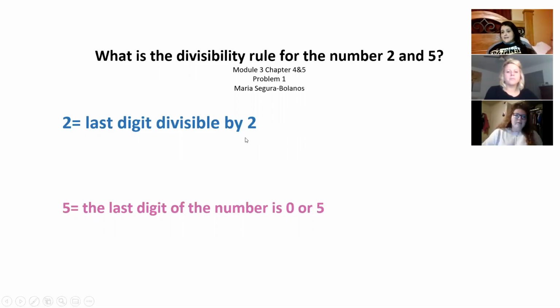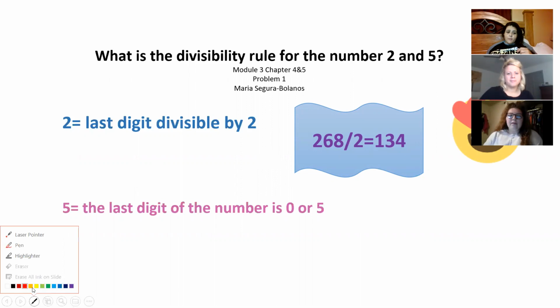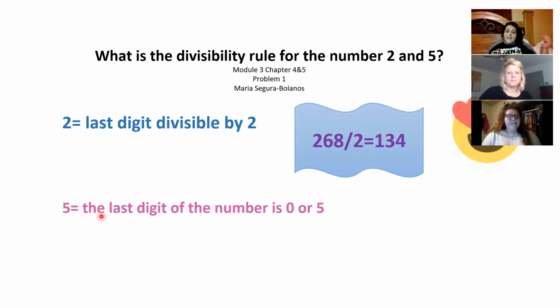So 2, 4, 6, 8, 10, 12. For example, 268 divided by 2 would come out to 134. So yes, that number is divisible by 2. And 134 is as well, because it's an even number too. Nice. Then we go on to number 5.